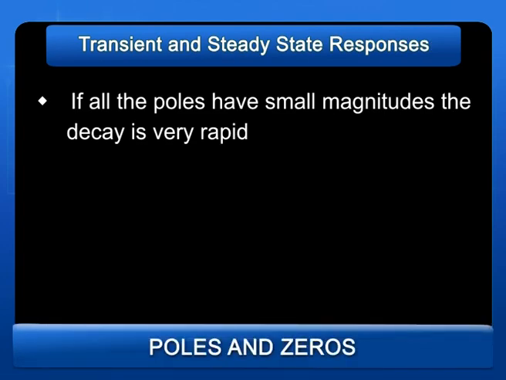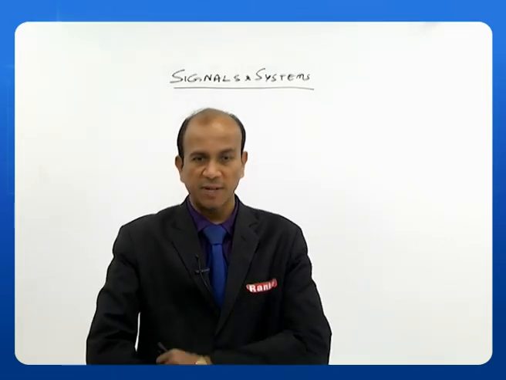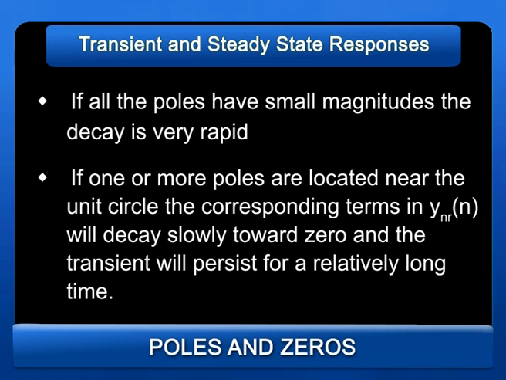If all the poles have small magnitude, the decay is very rapid. If one or more poles are located near the unit circle, the corresponding terms in y_nr of n will decay slowly towards 0, and the transient will persist for a relatively very long time. These are again a few points which you have to understand. The first point is, if all the poles have small magnitude, the decay is very rapid. And if one or more poles are located near the unit circle, the corresponding terms will decay slowly towards 0, and the transient will persist for a relatively long time.